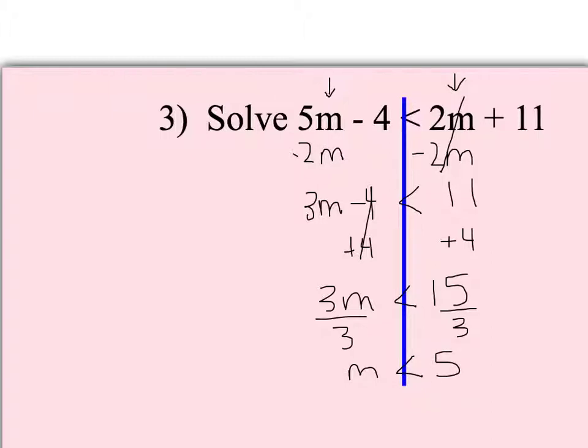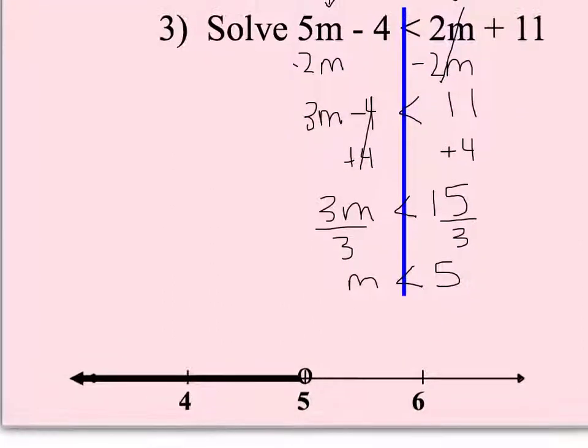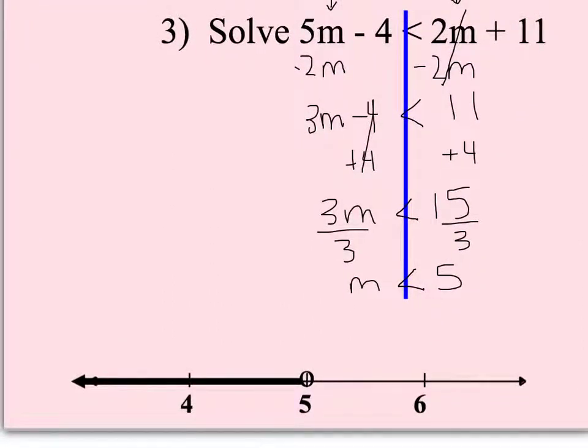So then I want to graph it, so I'm going to do an open circle at 5. m is less than that, so I'm going to go in the less than direction. So it looks like that.